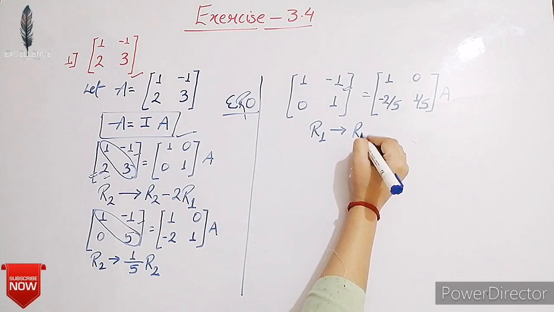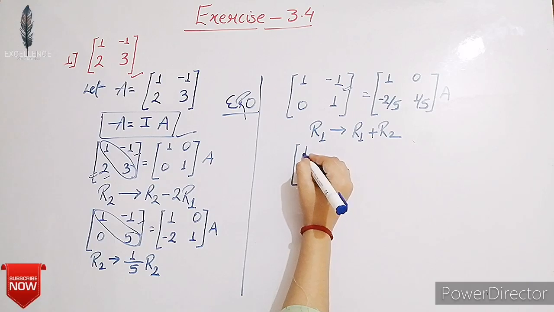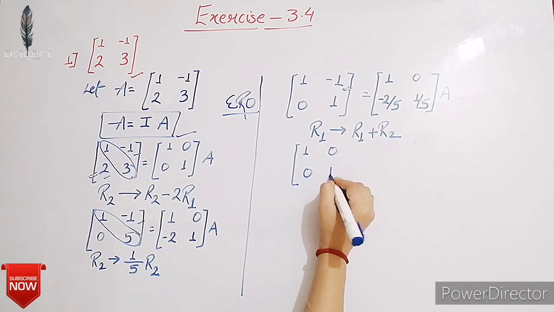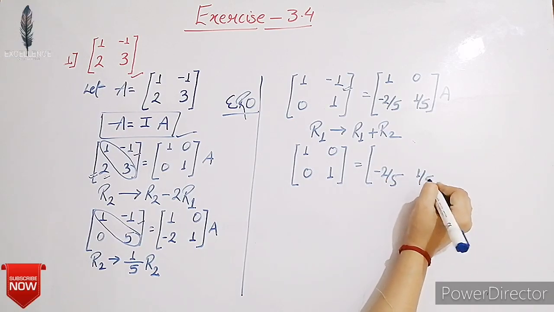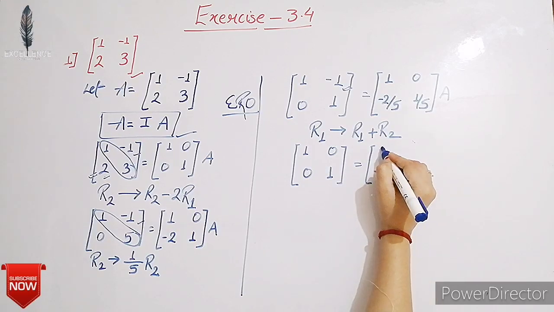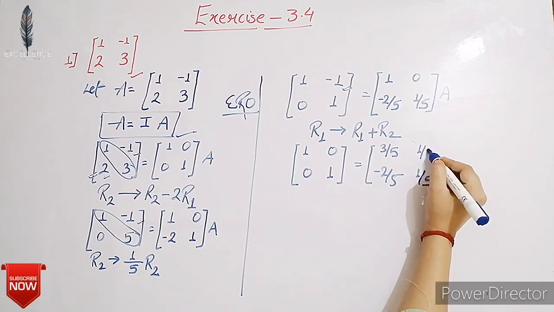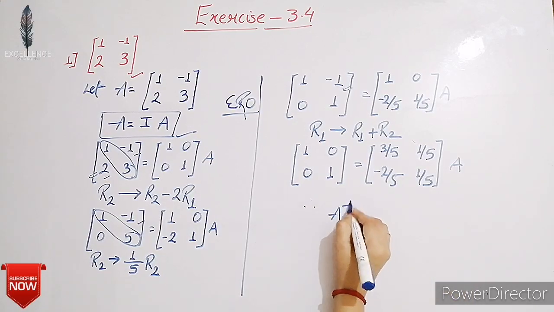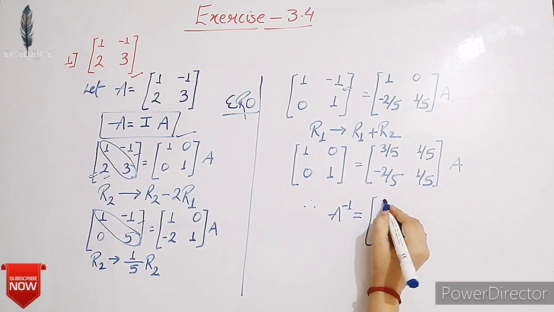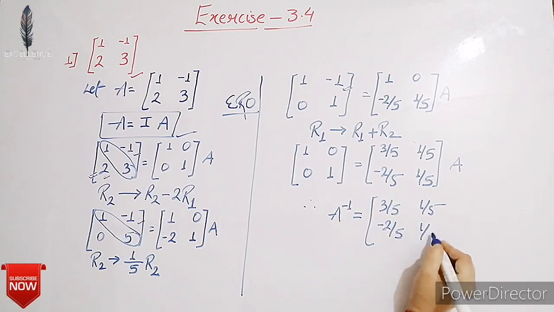Now clear? The non-diagonal element minus 1 को 0 करना है. So R1 is changed to R1 plus R2. Now we have 1, it is minus 1 plus 1, 0 and second row is 0 1. Now here minus 2 by 5, 1 by 5, row 2 is same. R1 में change करेंगे, then R1 plus R2. It is 1 minus 2 by 5, that is 3 by 5, and it is 1 by 5, A. Clear? We have A inverse equal to 3 by 5, 1 by 5, minus 2 by 5 and 1 by 5. Clear? Simple process है.